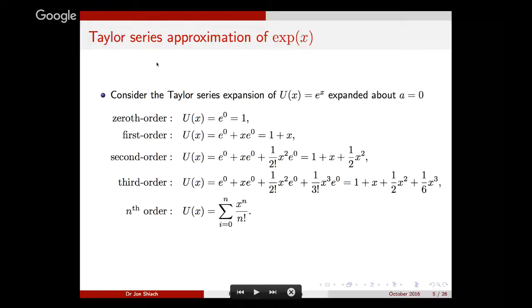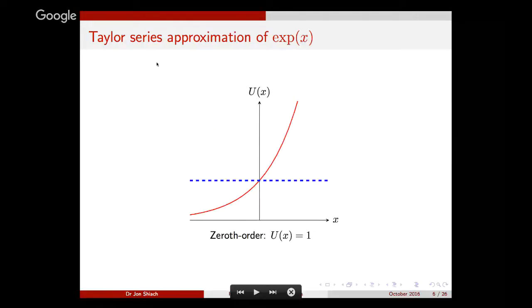So what does this mean in terms of our accuracy? Well, here's a set of graphs in your notes. The red line is e to the x, about the point a equals 0. So the red line is what we're trying to approximate. That dashed blue line is our approximation. So at 0 order, the approximation of u(x) equals 1. That's a horizontal line crossing the vertical axis at 1. It's an absolute rubbish approximation.